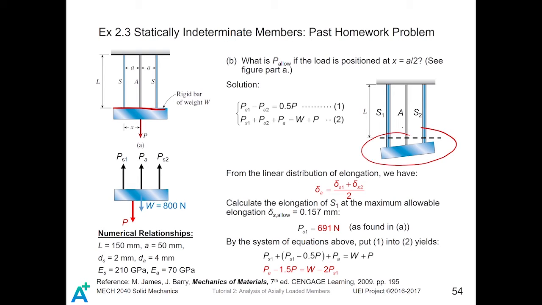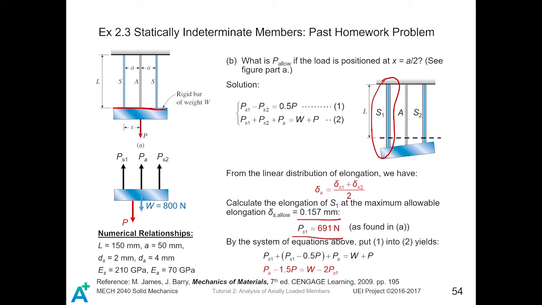From this geometry, we can write that the change of length of the aluminum wire is the average of the change of length of the first steel wire and the second steel wire, which is written as delta A equals delta S1 plus delta S2, divided by 2. As what we found in part A, the allowable elongation of the steel wire is 0.157 millimeters. In this entire system, the maximum elongation occurs in the first steel wire. Therefore, the load for the first steel wire is selected to be 691 newtons, as found in part A.